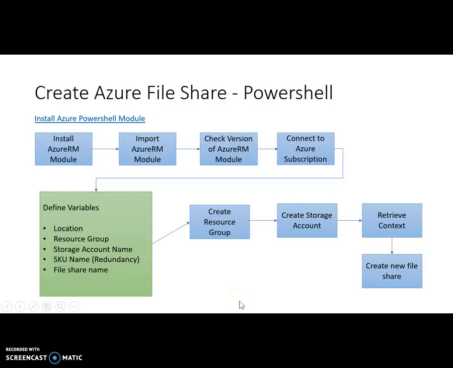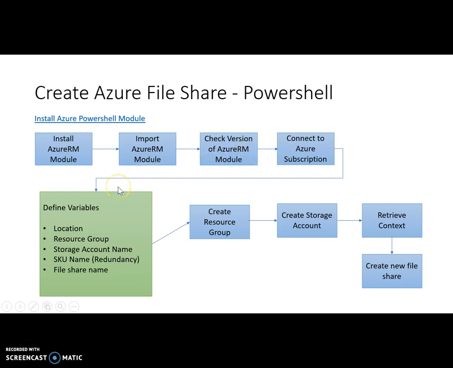Okay, so I've drawn out a plan of what we're going to do here. I just find it easier to map this out prior to jumping straight into PowerShell. So it's similar to the one for creating a storage account. Install the Azure RM module if it's not already there, import it. Check the version of the Azure RM module that's present. Connect to the Azure subscription.